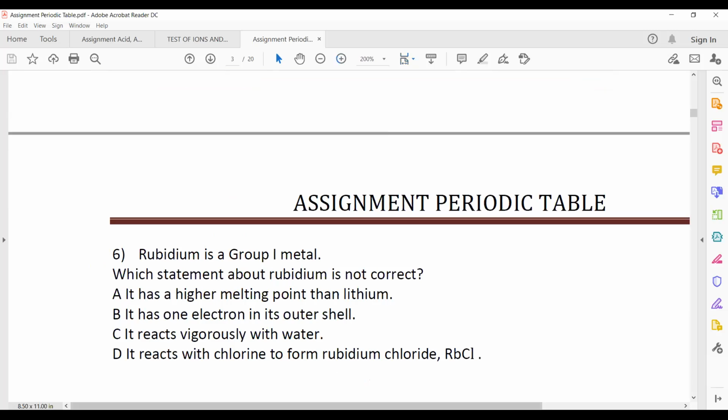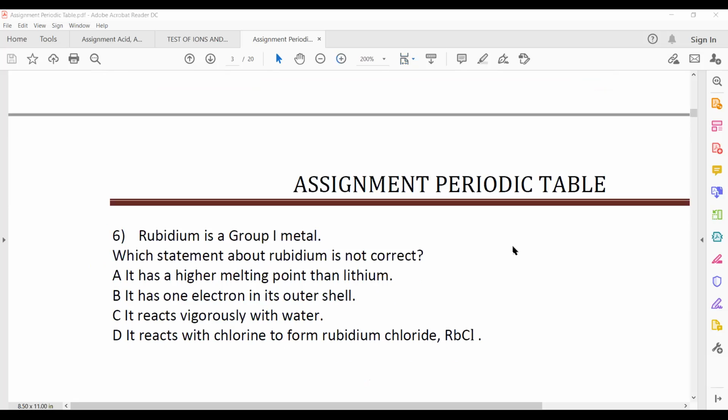Rubidium is a group 1 metal. Non-metals tend to gain electrons. Metals tend to lose electrons. Rubidium is a group 1 metal. Which statement about rubidium is not correct?